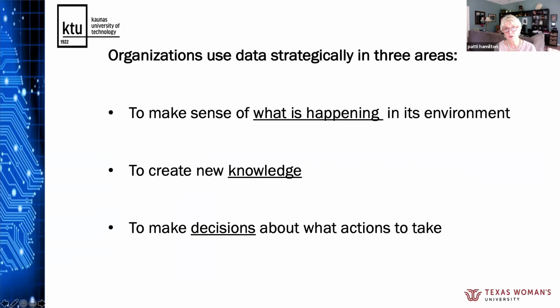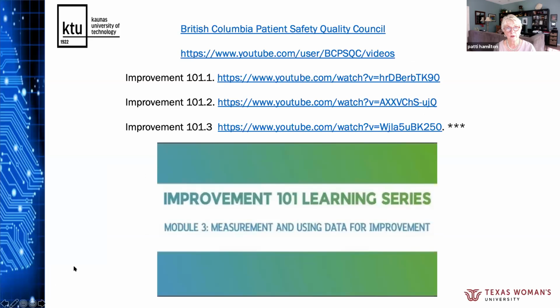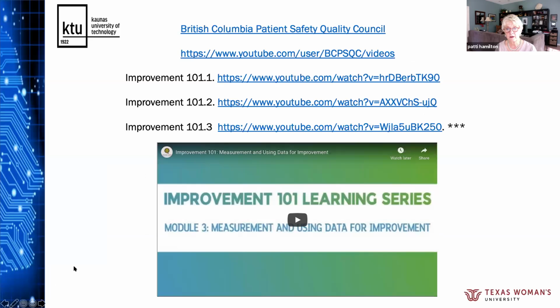Organizations use data strategically in 3 ways: to make sense of what's happening in their environment, to create knowledge, and to make decisions about what actions to take. We're going to start right away with a video that comes from British Columbia, and it is part of a 3-part series. We're seeing the 3rd in the series, which is measurement and using data for improvement.